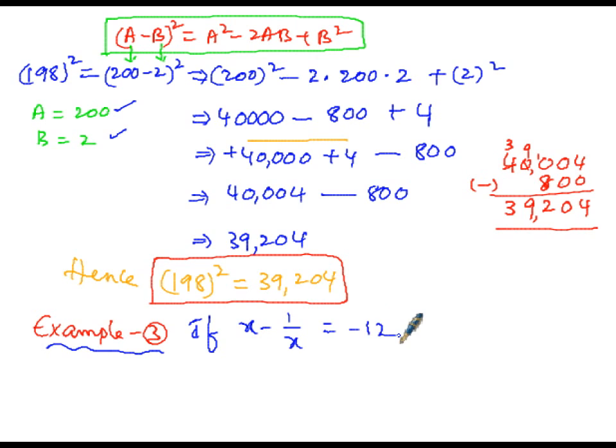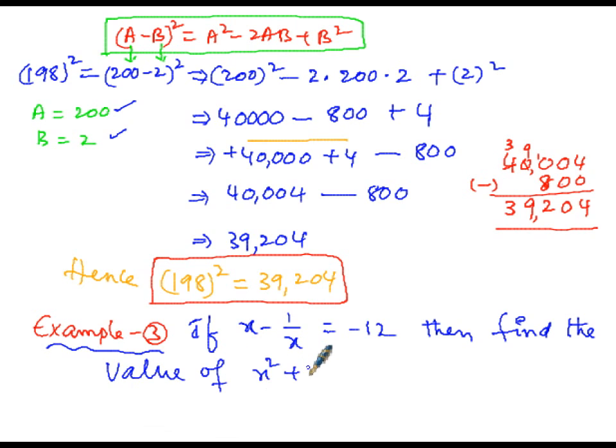If x minus 1 by x is minus 12, then find the value of x square plus 1 by x square. Whereas in the given condition, the value of x minus 1 by x is given as minus 12, we have to find the value of x square plus 1 by x square. Now the solution starts.